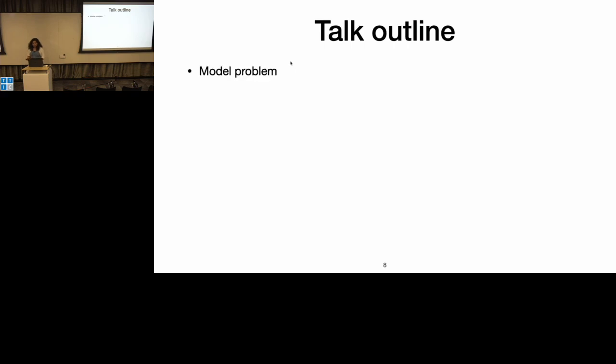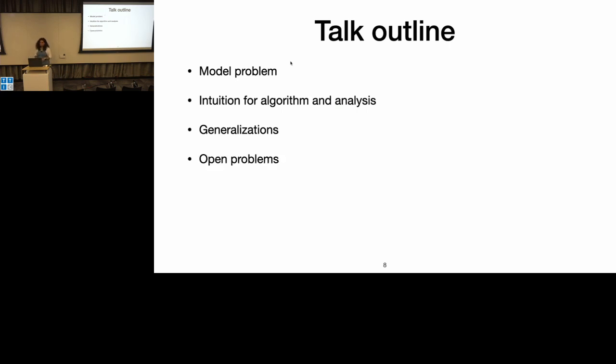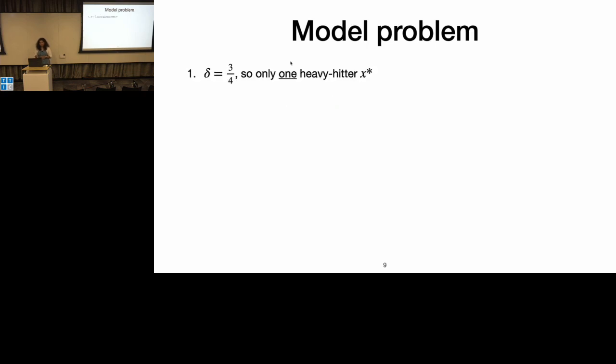This is going to be the rough outline for the talk. I'll start with a model problem and give some intuition for the algorithm and analysis using this model problem. Then I'll show you how to remove the assumptions that we make in this model problem, and finally give you some open problems in this area. First, for the model problem, let's assume delta is a constant.